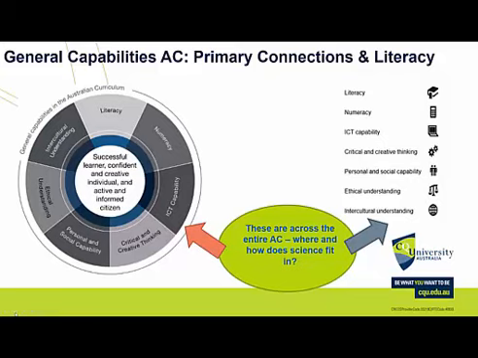And again, a lot of the lesson plans in Primary Connections and in Science by Doing map onto these general capabilities to make them explicit for you. It's something you may also want to address in your lesson sequence: actually highlight which general capabilities you're targeting.